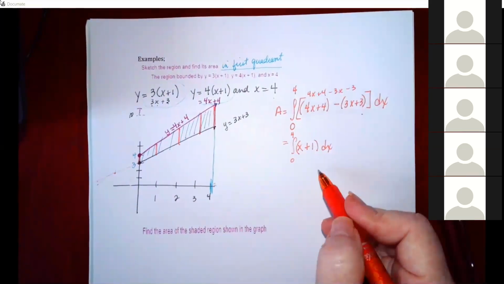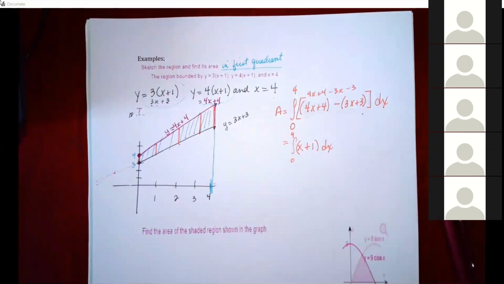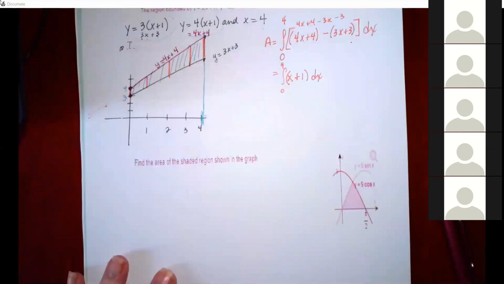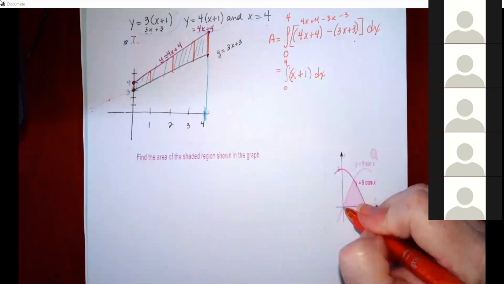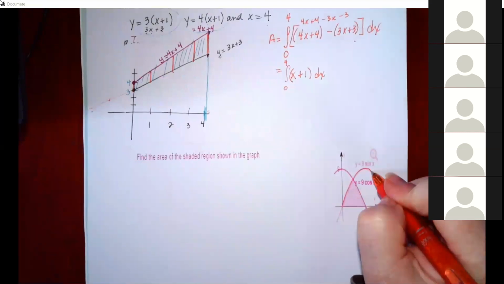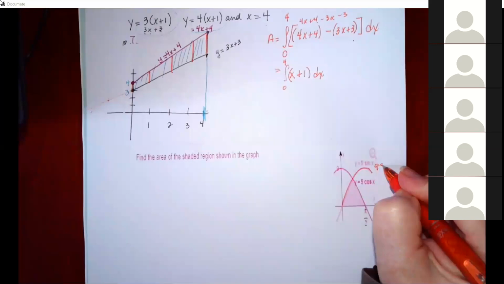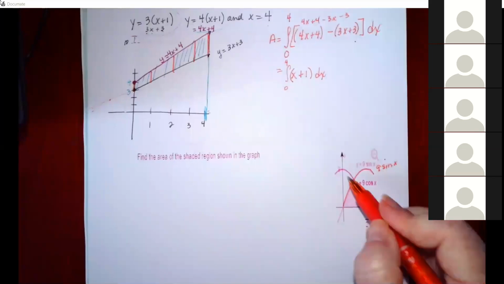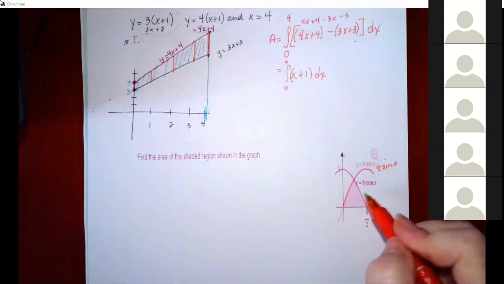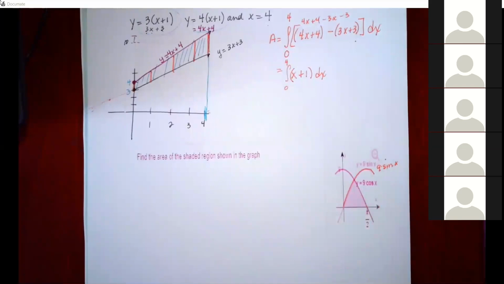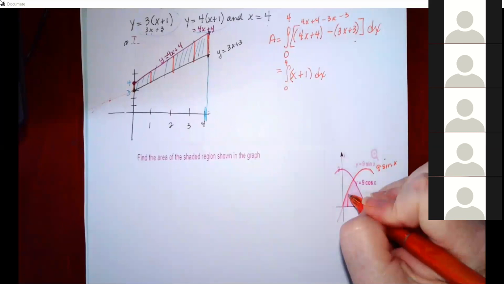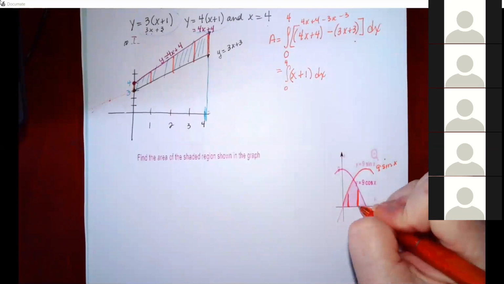Okay. All right. What about this one? Here, this graph is 9 sine x. This graph is 9 cosine x. Will I be able to use vertical rectangles and just use one integral?